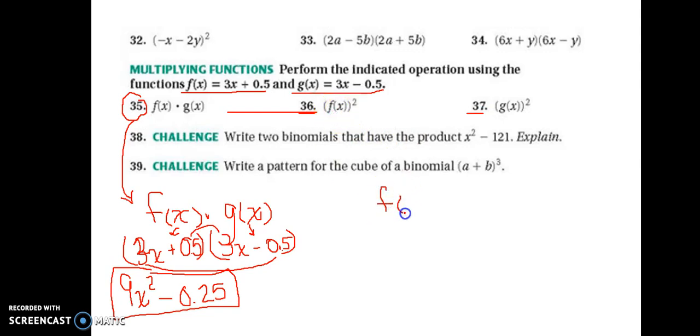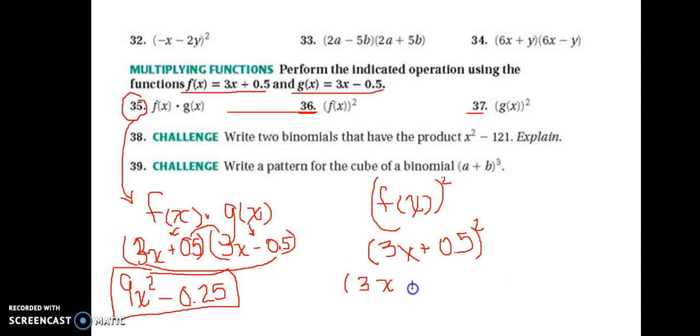If I'm going to square f of x, then what that means is I'm going to take the entire binomial that is f of x and square it. So that'd be 3x plus 0.5, and I'm going to square that. But I'm going to be careful to remember that doesn't mean I square each part. Instead, that means I'm multiplying the binomial 3x plus 0.5 times 3x plus 0.5. So I'm multiplying that binomial times itself. I'm not just distributing that squared.